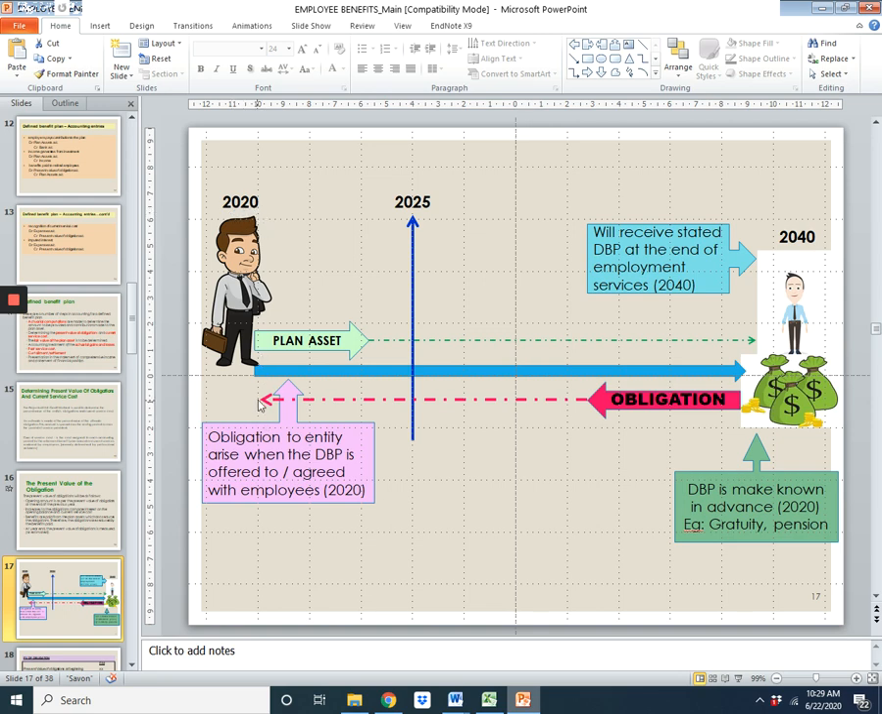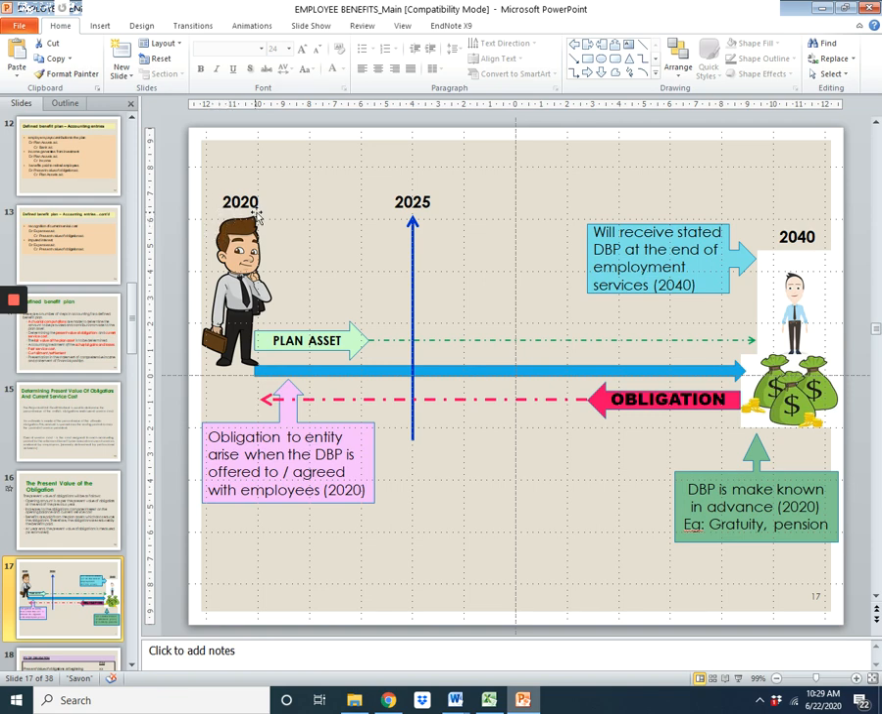Katakanlah dia already have the offer of defined benefit plan. Maknanya bila dia enter, kalau kita masuk kerja kan kita kena sign kontrak ataupun terima apa-apa tawaran yang syarikat dah beri. So when you sign, you know what is your defined benefit plan. Biasanya kalau kerajaan ada pencen, kalau swasta ada duit ganjaran, ataupun you akan dapat duit KWSP for example. So when you join, katakanlah dia akan dapat pencen.